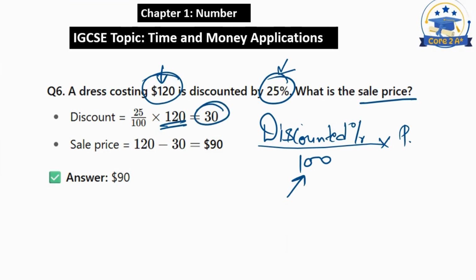30 is what? 30 is in dollars, right? $30. Now what do you have to do for getting the sale price? The sale price is 120 minus 30, because this is your 25% sale. The shopkeeper is giving a 25% discount, right? On 120. So you just subtract, and after subtracting, you will be getting $90. So what is the sale price? It was $90 after giving a 25% discount, right?